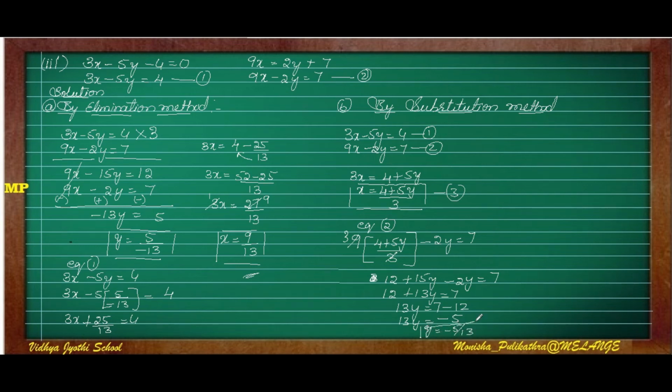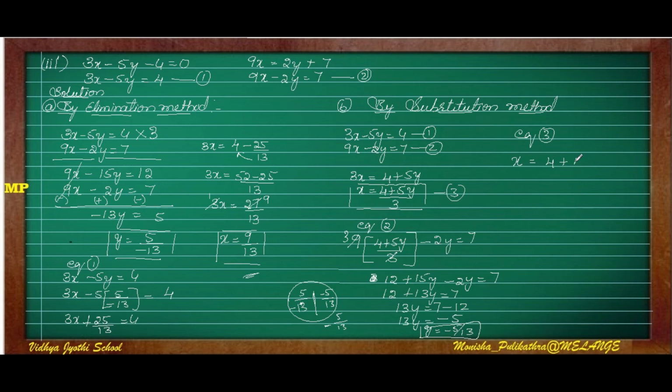One thing you have to keep in mind. If it is 5 by minus 13 or minus 5 by 13, both are same. You should not get confused in that. So 5 by minus 13 and minus 5 by 13 both are same. It will be minus 5 by 13, or this minus will come here. So y answer is this. So this I will be substituting in equation 3 in order to get the x value.